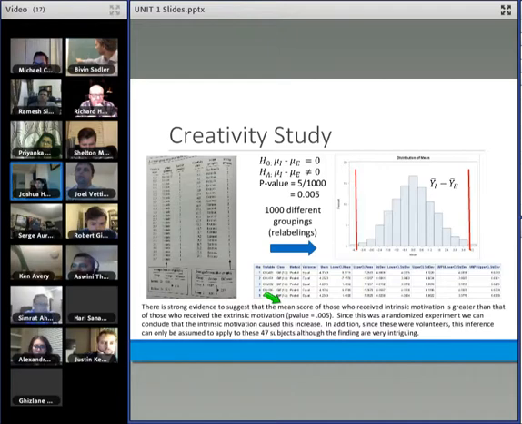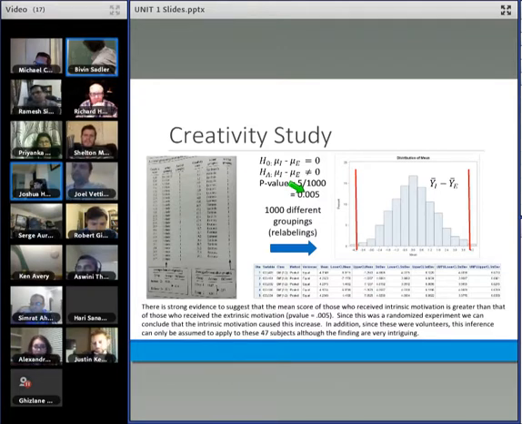In addition, this is the scope of inference part. Since there were volunteers, the inference can only be assumed to apply to those 47 subjects, although, as it said in there, it was a minor infraction, they thought. But the findings are very intriguing. Why are they intriguing? Because that p-value is so small. When we get into big data, we're going to see some other issues that are going to mitigate that. But with a small sample size, that's a super small p-value. We're going to learn a lot this semester, and this is the foundation.